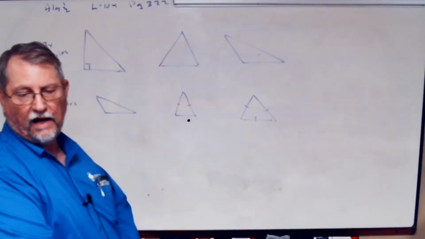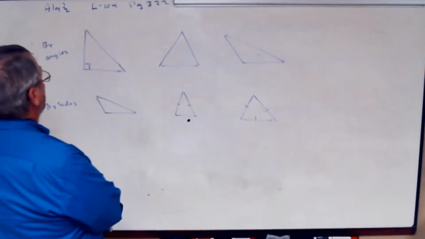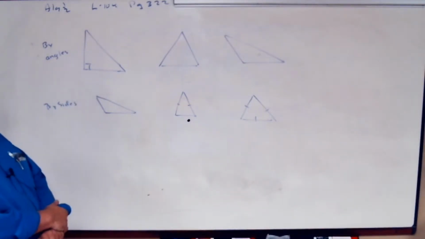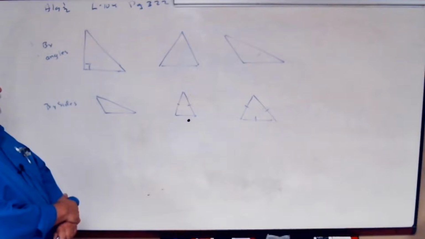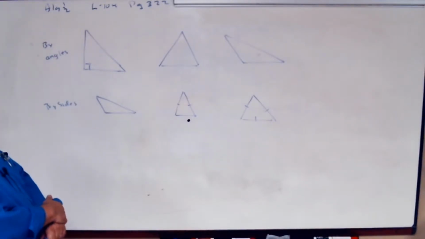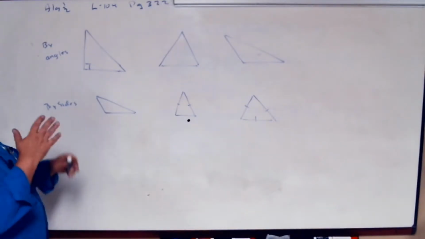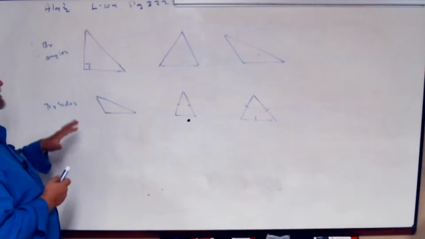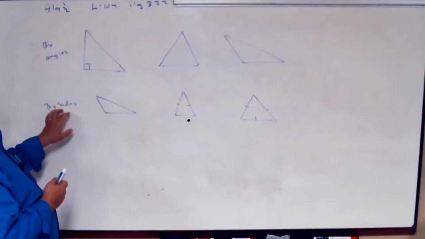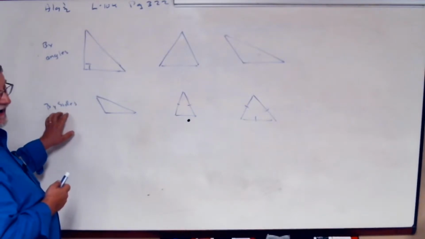Okay, algebra half, lesson 104, page 322. This is something you already know. Just watch this, read the directions, make sure you're getting the directions right, and you shouldn't have any problem. First of all, we're classifying triangles in two different ways. Classify by the angles that are in them, or classify them by the sides.